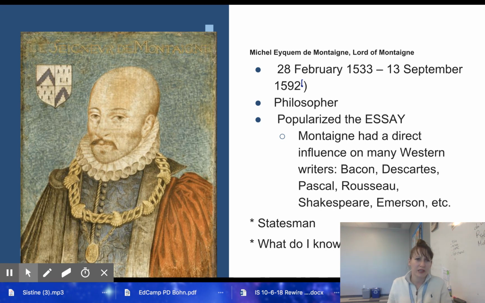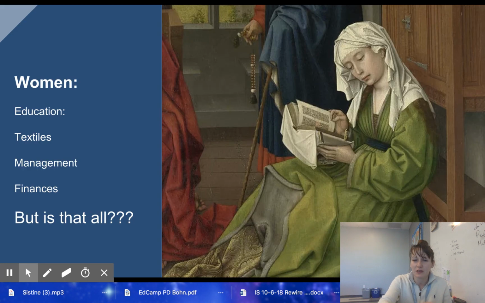But his writing influenced many other people that we'll talk about later, Bacon, Descartes, Rousseau, so on and so forth. And he's sort of famous in French for this phrase, "What do I know?" So if you ever say that, you're a little bit of Montaigne.